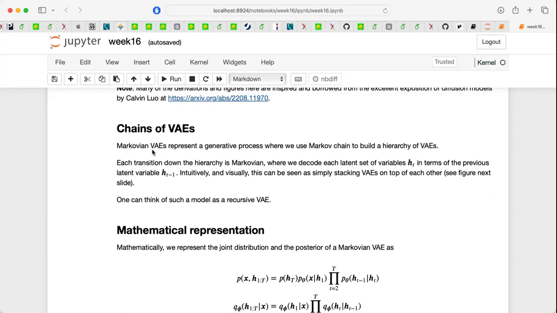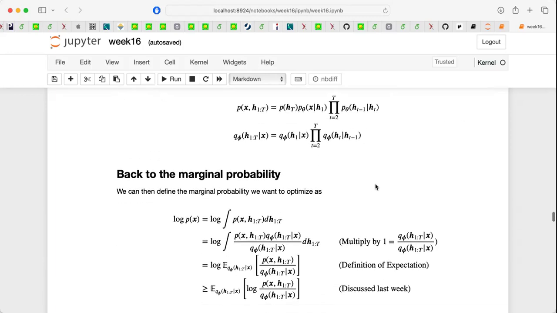And then when we are going back to the final distribution, we have a decoding function as well, in terms of well-defined probabilities. So each transition down this hierarchy is Markovian in its sense. It only keeps memory of the previous step. And then we decode each latent set of variables in terms of the previous ones. So you can think of this, if you look back at the figure which we put on the whiteboard, as simply a stacked set of variational autoencoders.